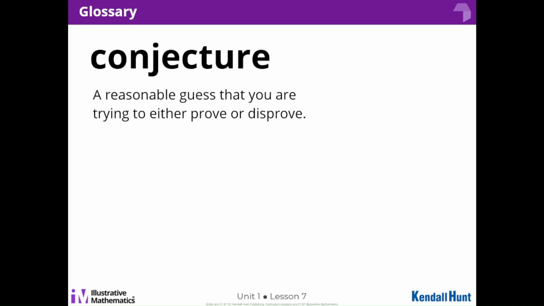Next up, we have conjecture. This is a reasonable guess based on the evidence that you have that you are then trying to prove true or false.